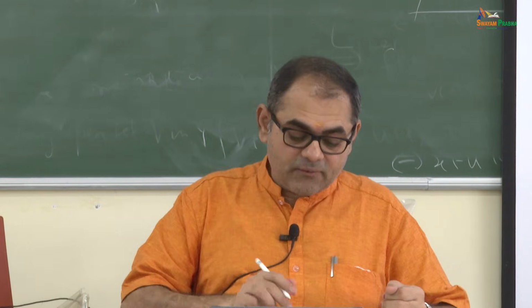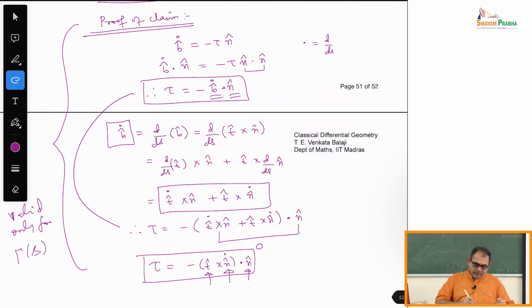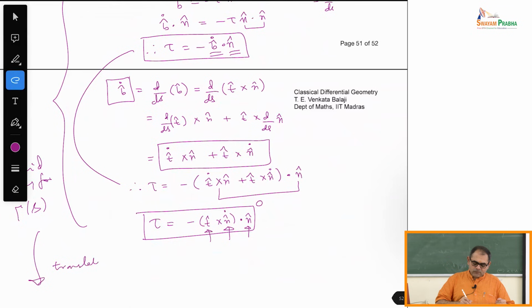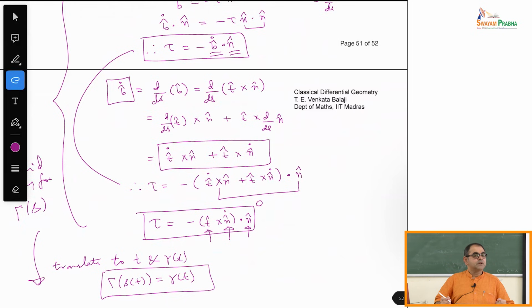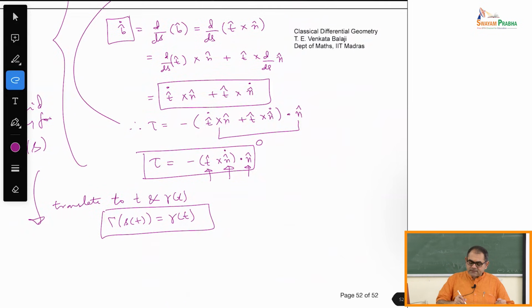What you have to do is translate it to small gamma of t. For that, you have to use the fact that capital gamma of S of t is small gamma of t. So you need to translate to the variable t and gamma of t, and the fact that you will use is capital gamma of S of t is small gamma of t. All right, so you have to compute all these fellows here in terms of small gamma and small t.